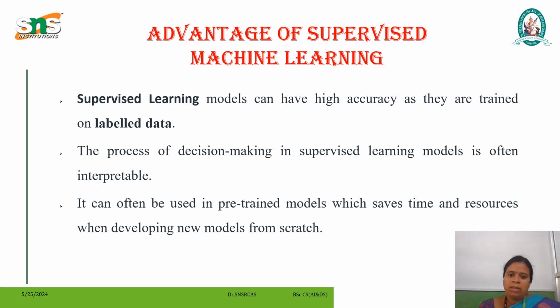Next one, advantages of supervised machine learning. Supervised machine learning models can have high accuracy as they are trained on labeled data. The process of decision making in supervised learning models is often interpretable. It can often be used with predefined trained models, which will save time and resources when developing a new model from scratch.